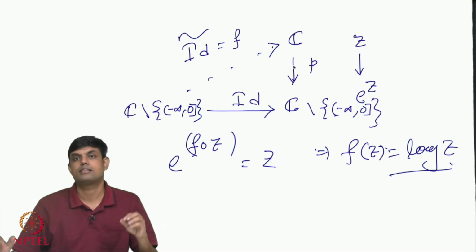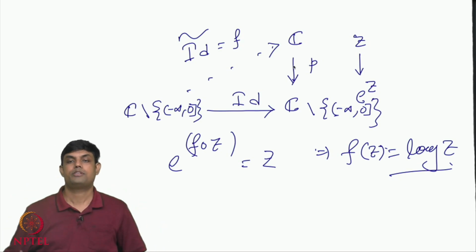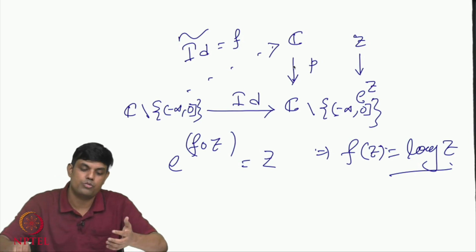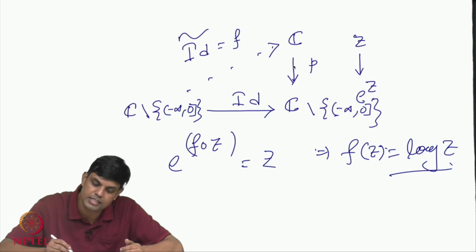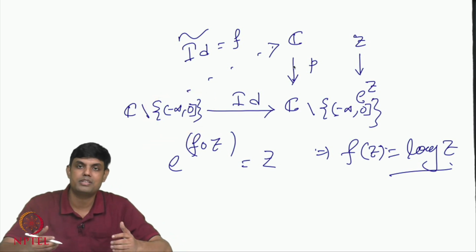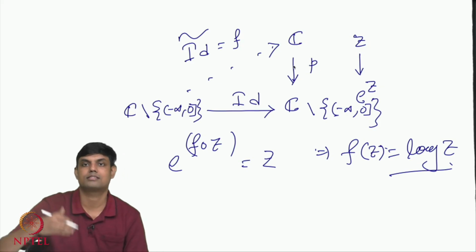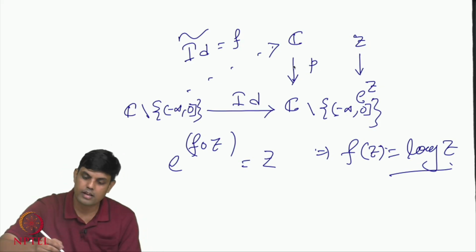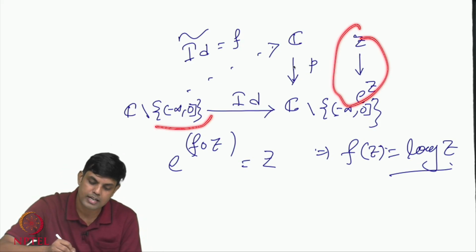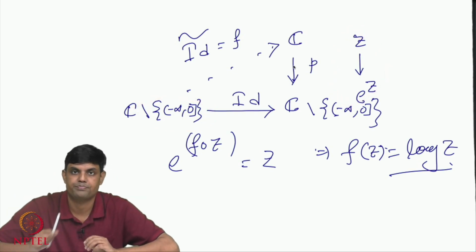So at least if I remove this negative x axis, I get at least one lift of the exponential, which is one branch of the logarithm. And now I can choose any subset of C such that C minus that subset has trivial fundamental group, and I can construct one lift. In particular, I can construct some inverse of the exponential map based on what I am removing, as long as the complement has a trivial fundamental group.